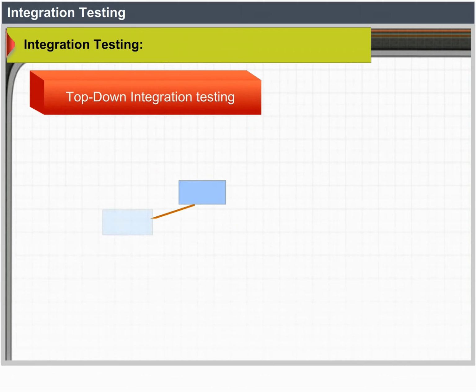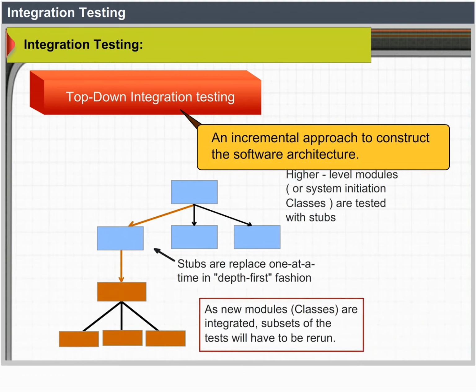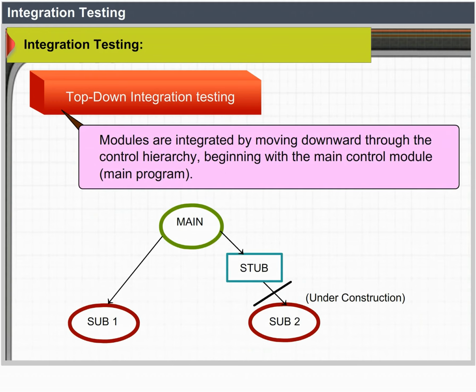Top-down integration testing, an incremental approach to construct the software architecture. Modules are integrated by moving downward through the control hierarchy, beginning with the main control module, the main program.